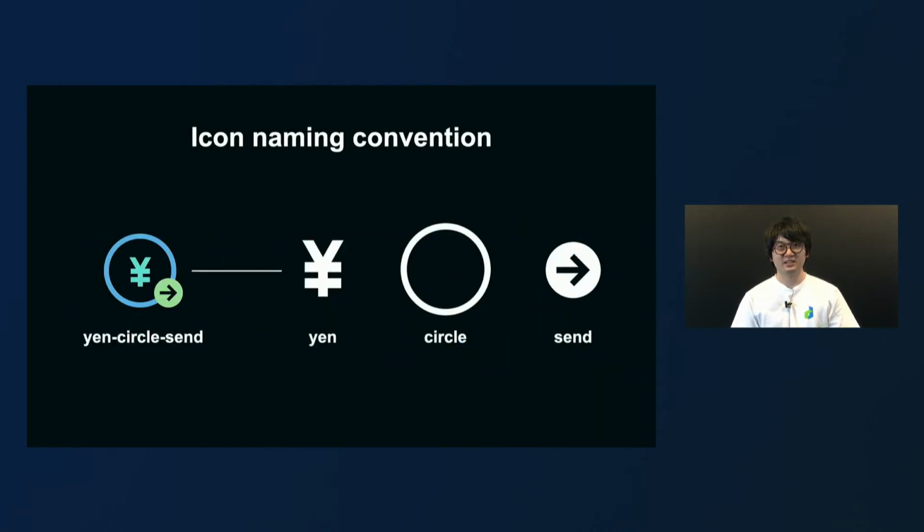We tried to solve this issue by focusing on the name of icons. To be more specific, we avoided using abstract words to indicate each icon. Rather, we try to combine concrete names. In this case, the representation is the combination of yen, circle, and send instead of money transfer. With this approach, we could eliminate ambiguous names, and similar icons naturally have name conflicts.